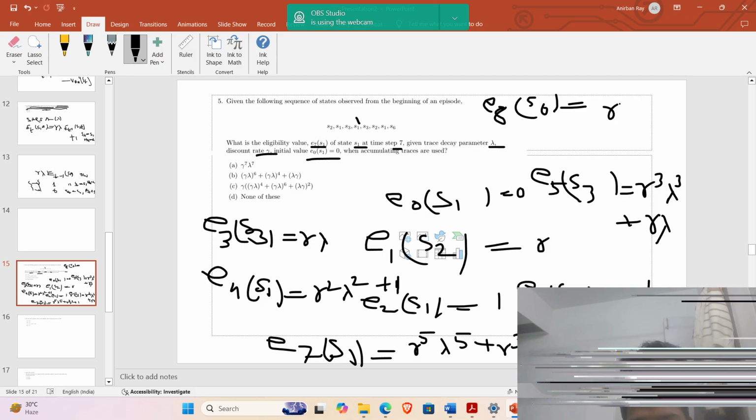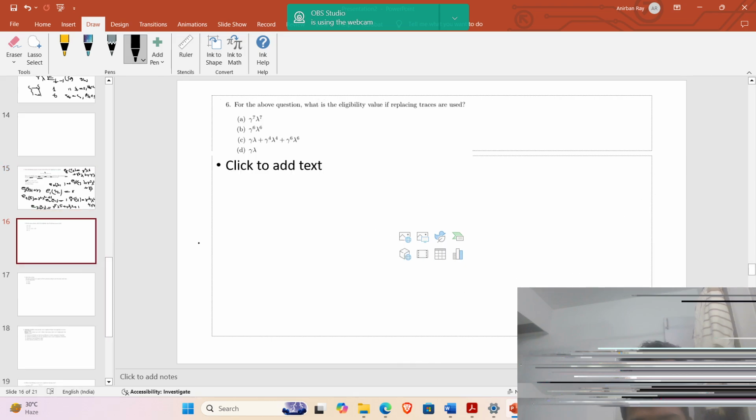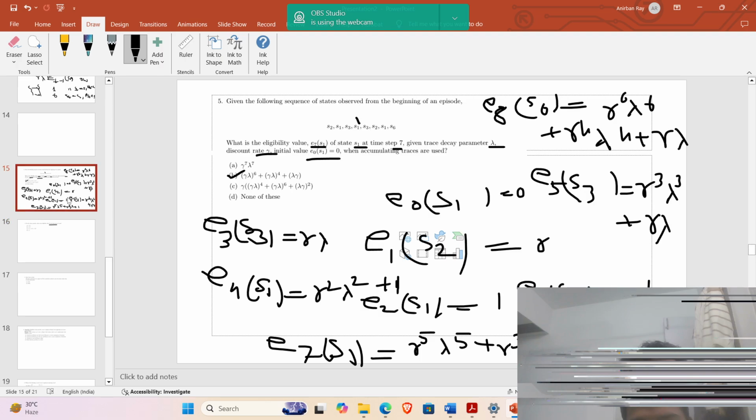And you multiply it by gamma 6 lambda 6, again the undesirable one. So gamma 6 lambda 6 plus gamma 4 lambda 4 plus gamma lambda. So the answer is this one. Question number 5 done. Question number 6. If replacing traces was used, you replace it directly by 1, if it equals the state we desire. So let's do that again.